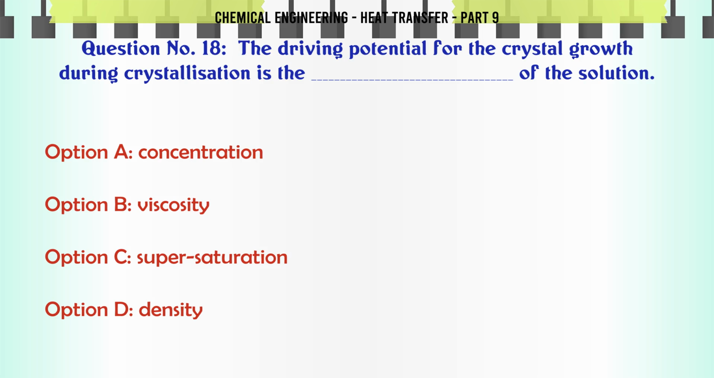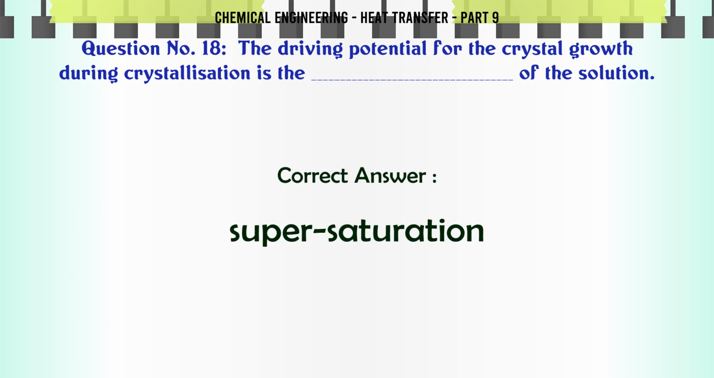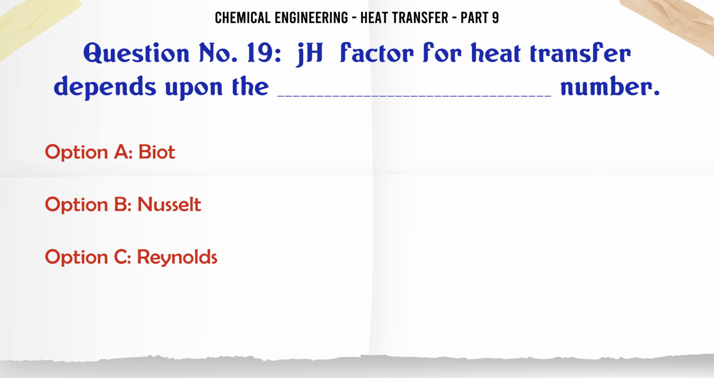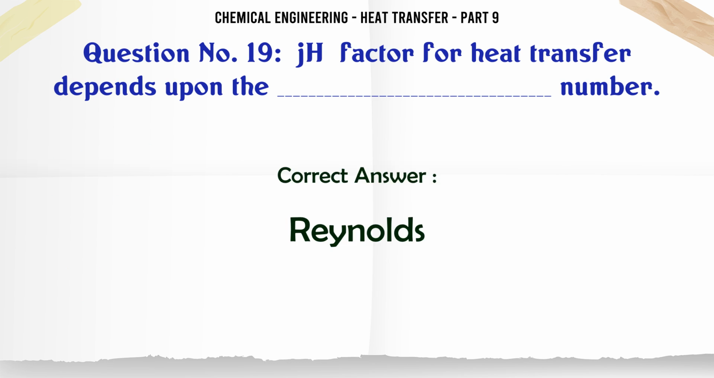A. Concentration. B. Viscosity. C. Supersaturation. D. Density. The correct answer is supersaturation. JH factor for heat transfer depends upon the number. A. Biot. B. Nusselt. C. Reynolds. D. Prandtl. The correct answer is Reynolds.